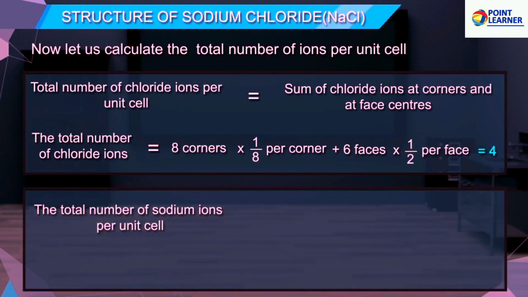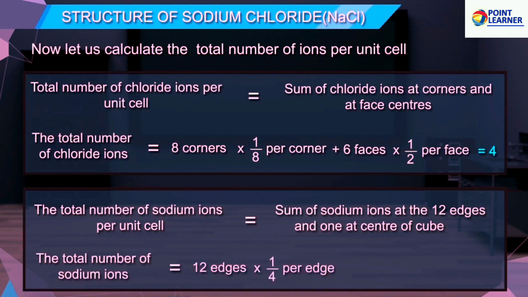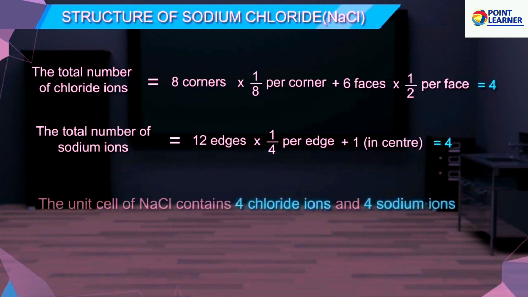The total number of sodium ions per unit cell is equal to the sum of sodium ions at the 12 edges and 1 at the center of the cube. The total number of sodium ions is equal to 12 edges into 1/4 per edge plus 1, which is equal to 4. Thus, the unit cell of NaCl contains 4 chloride ions and 4 sodium ions.